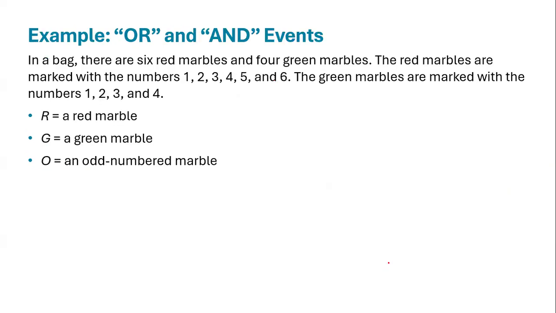Let's look at an example. It says in a bag there are 6 red marbles and 4 green marbles. The red marbles are marked with the numbers 1, 2, 3, 4, 5, and 6. The green marbles are marked with the numbers 1, 2, 3, 4. R is the event of getting a red marble. G is the event of getting a green marble. O is the event of getting an odd-numbered marble.